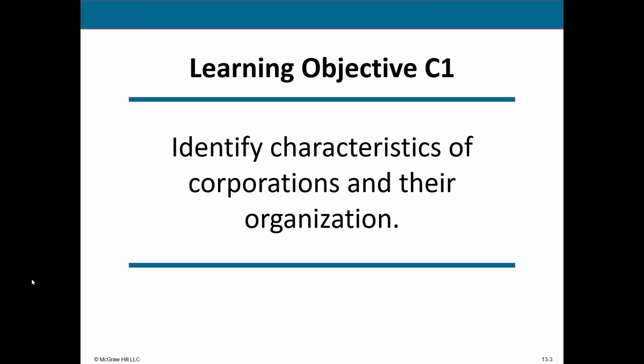The first thing I'd like to talk about is what a corporation is and how it's organized. As you already know, there's a couple of different forms of business. The most common is of course a sole proprietorship, which is one person who owns the business. The second most common is a partnership, two or more individuals. And then the third is a corporation. So we're going to talk about how corporations are formed, why they're organized the way that they are, and how we identify who the owners are.